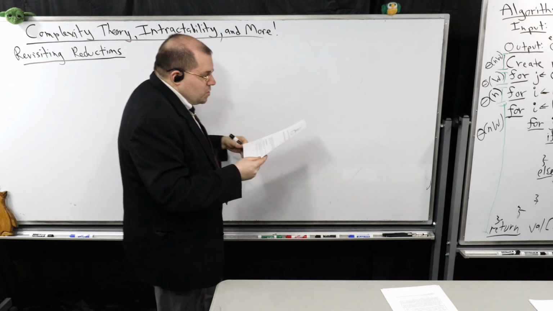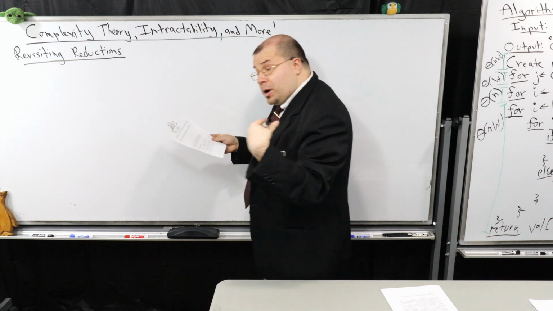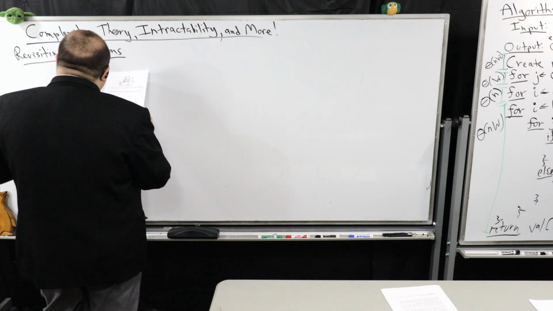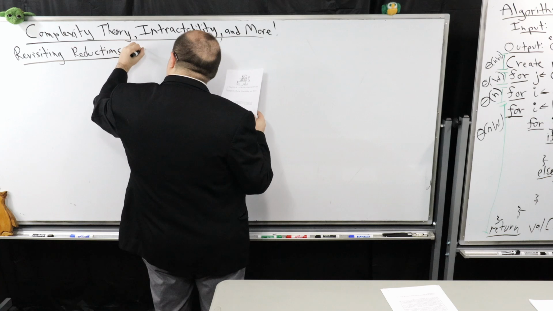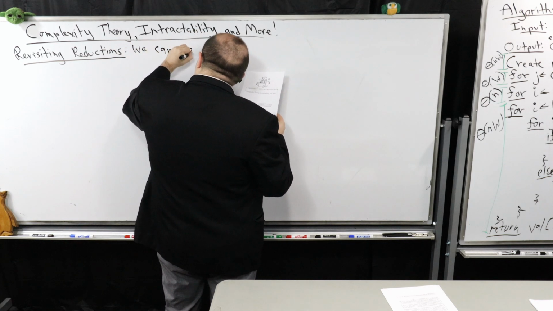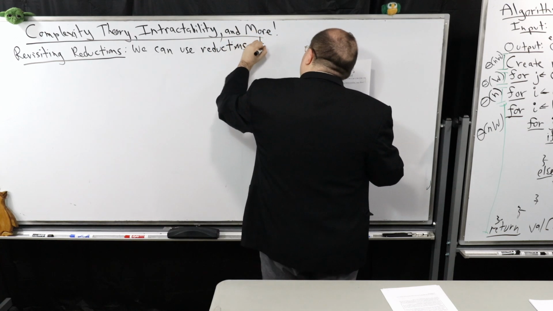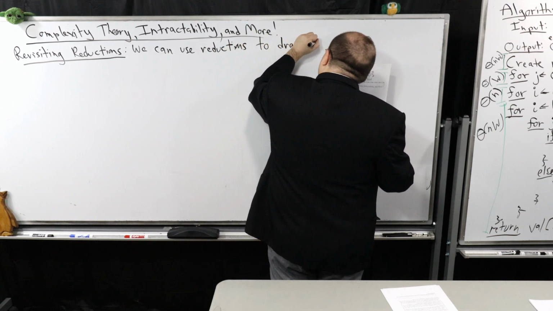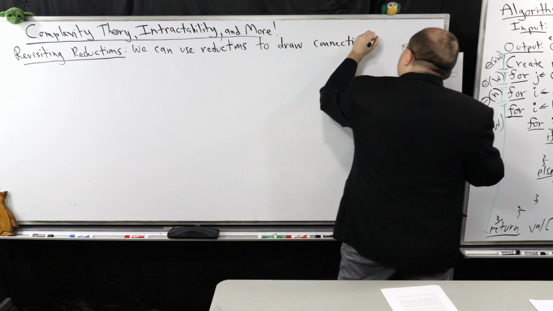So, we've seen this idea before when we talked about lower bounds. I'm going to revisit it more carefully now. And we can use this to draw connections between different problems. So I'll say, we can use reductions to draw connections between problems.